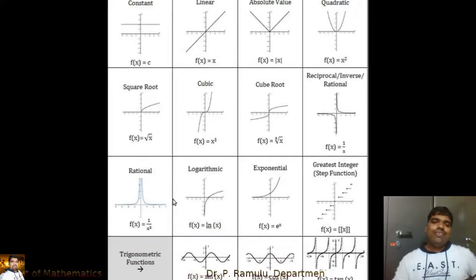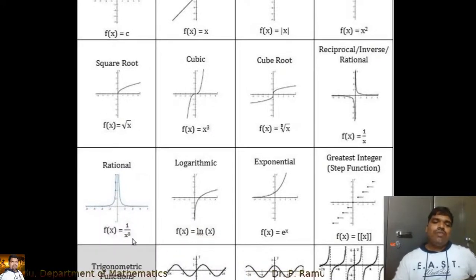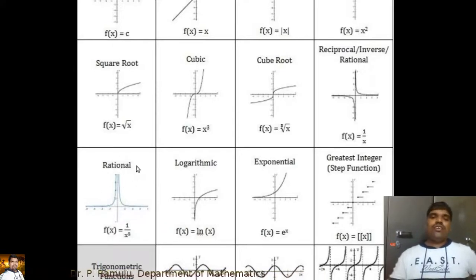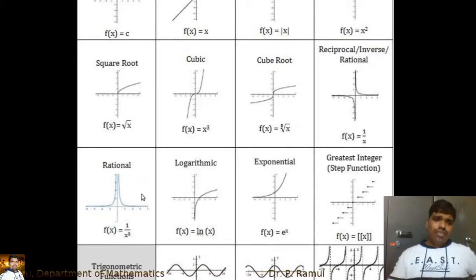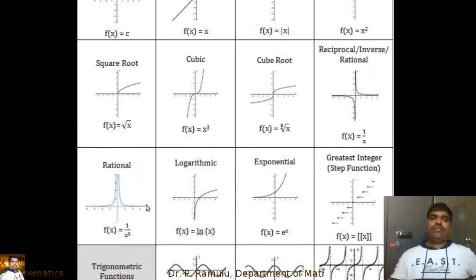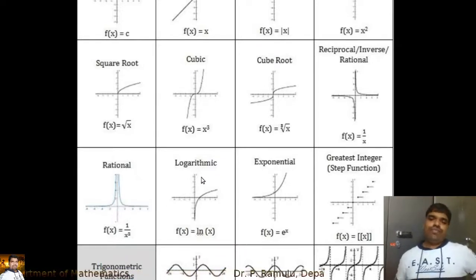Okay. Rational function, similarly, f of x equals 1 by x square. This graph looks about the same. So here also the function is defined from R star to R. The domain of this function is R star. Why? Because at 0, we get infinite. I don't know. If I take f from R to R, this is not a function. It is a rational function. That's why I am calling the domain R star.